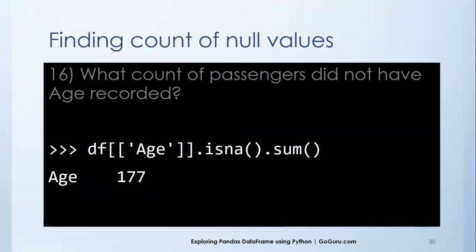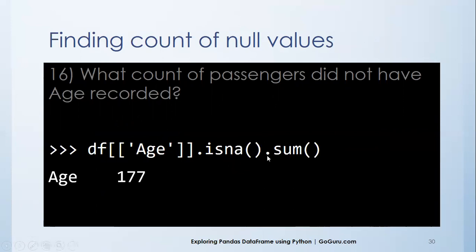And in 16, we are going to see what count of passengers did not have age recorded. Age recorded in the sense, what values are empty in age. That is what we are going to look at. In order to do that, you just say df of age, which gives you the age column. And if you say isna, you're saying if the value is not applicable, list me that. When it gives you that, you further say I want the sum of it. Which tells there are 177 records in our data set for which the age is not applicable.